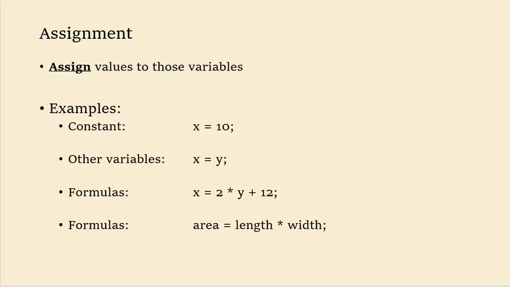And then we can do other formulas. Area equals length times width. Notice these are descriptive names. That means go to the place where length is, whatever's in memory there, get that value. Go to the place where width is, whatever's in memory, get that value. Multiply those two values together, store the result in the memory location we're calling area.